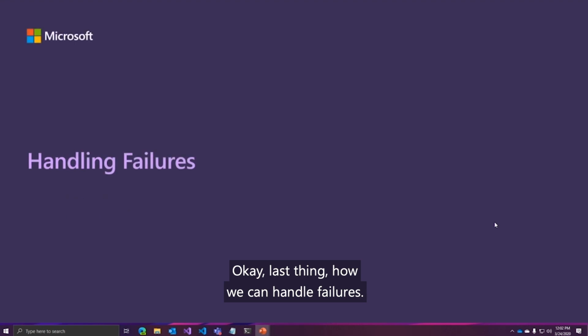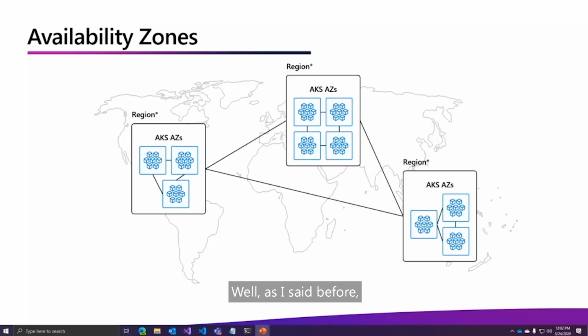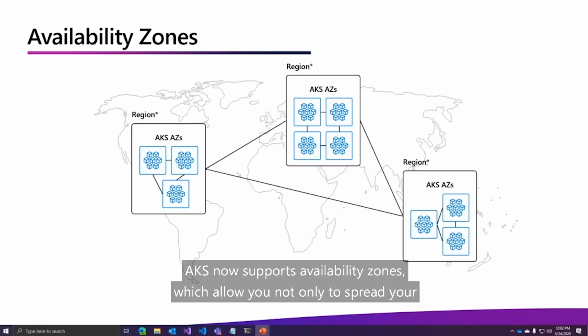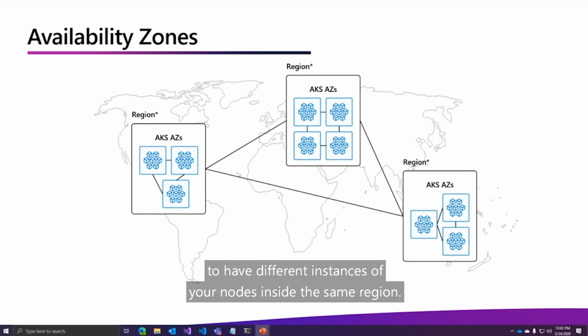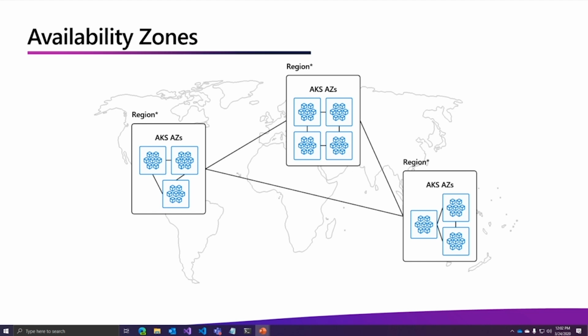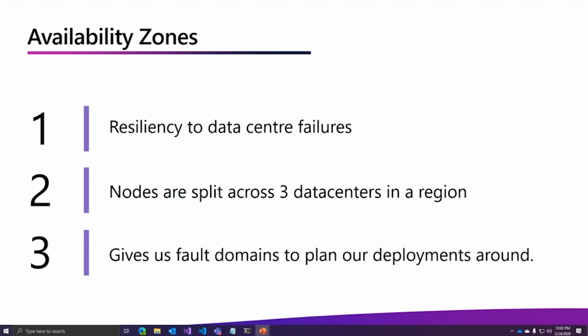Okay. Last thing, how we can handle failures. Well, as I said before, AKS now supports availability zones, which allow you not only to spread your cluster across regions, but also to have different instances of your nodes inside the same region. And this again adds resiliency to single data center failures.